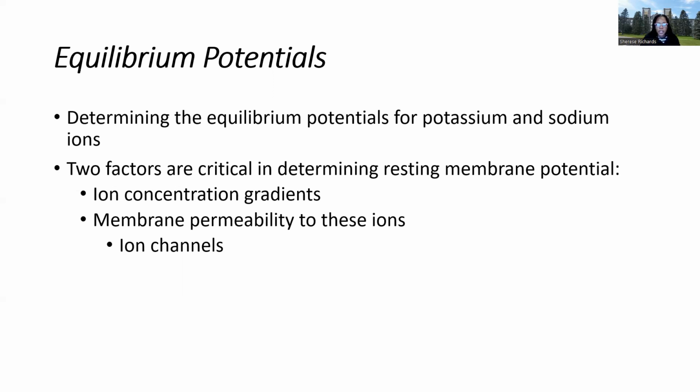All right, so our concentration gradient is the first factor. How much of the ion is present on either side of the membrane? The membrane permeability is also important, and that's going to be dependent on the state and the number of ion channels for that ion.